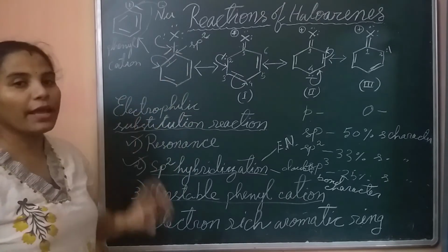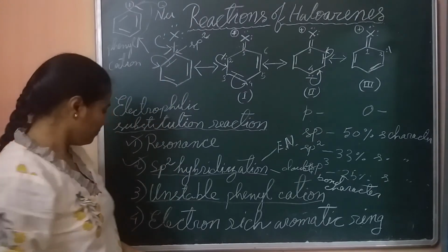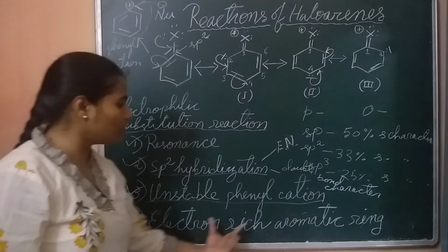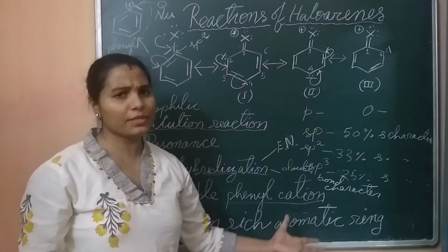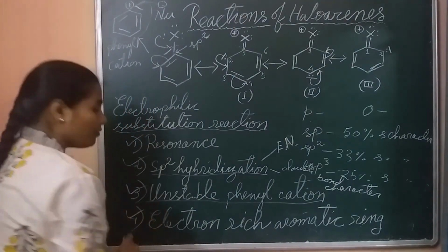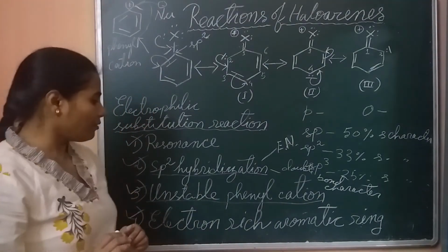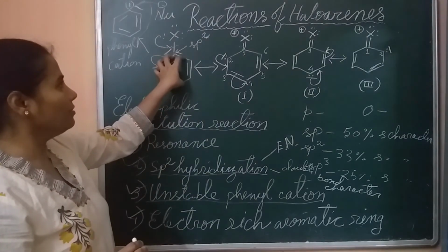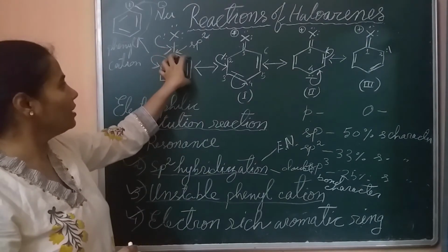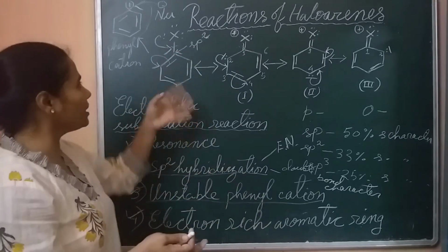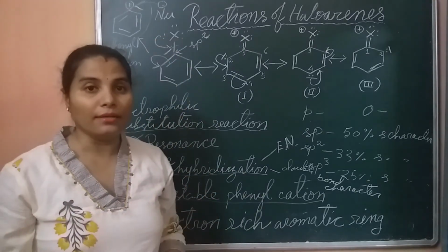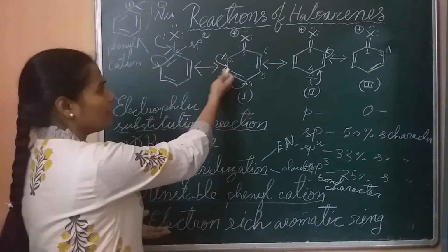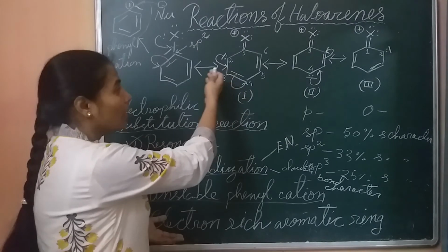Okay, next we will see the last reason: the electron rich aromatic ring. This is a very simple reason, all of you can very easily understand. Now you see this haloarene. Okay, all haloarenes I have taken, this is halobenzene, but if you take any haloarenes, it may be naphthalene, it may be anthracene, okay?